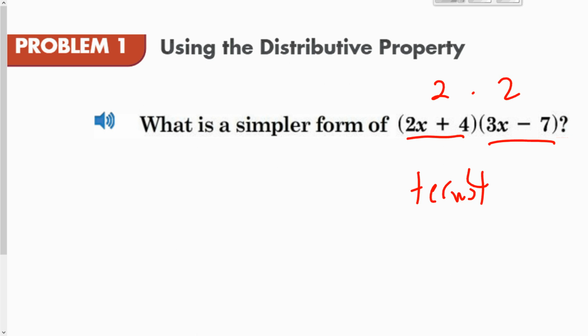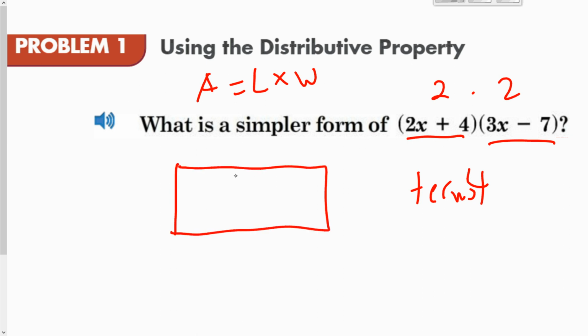And you think about it, again, we're multiplying two things so we can think about area. And area is length times width. So we can think about multiplying two things. So I'm multiplying a 2 by 2, so we should have 4. So here's my length, and here's my width.